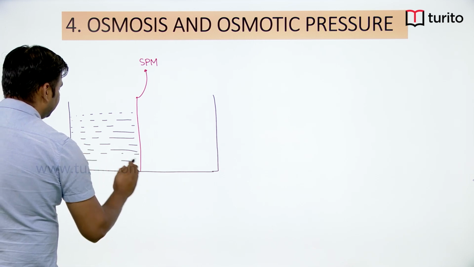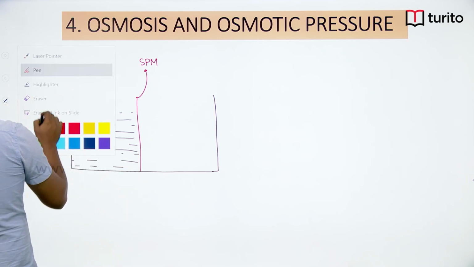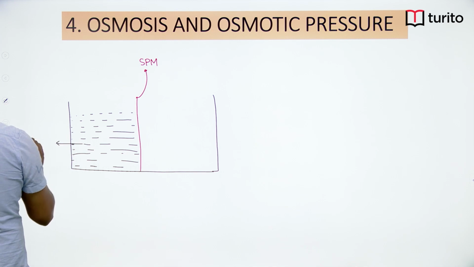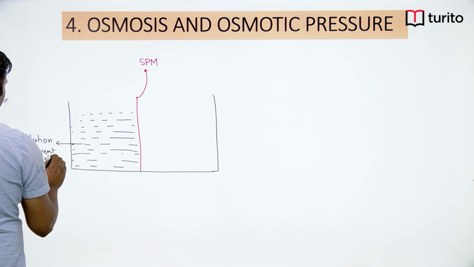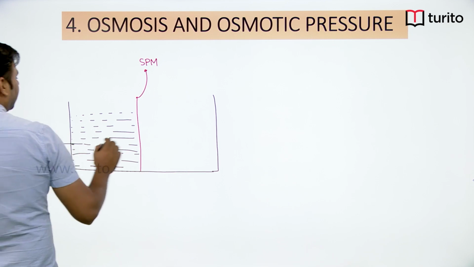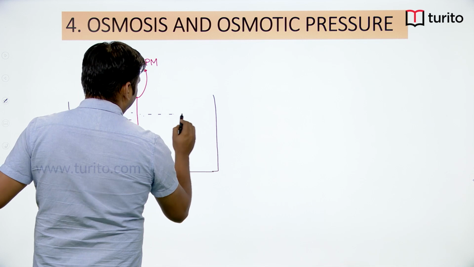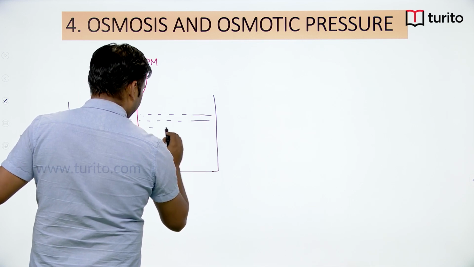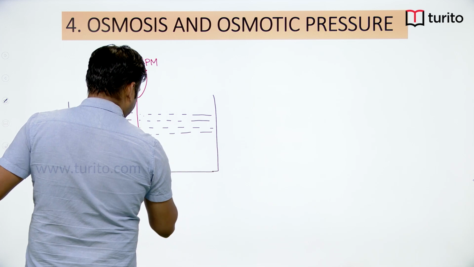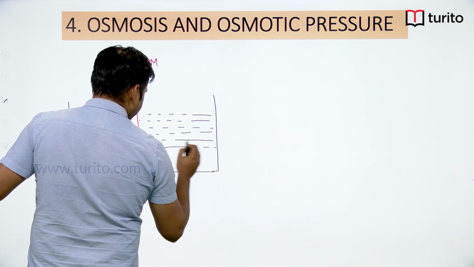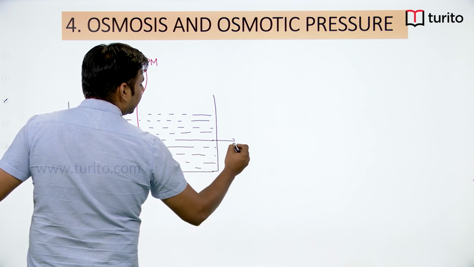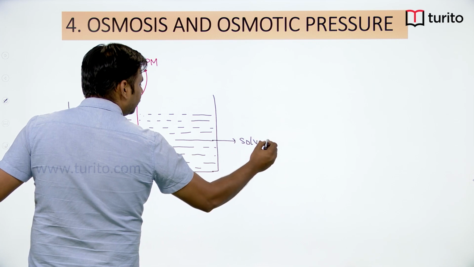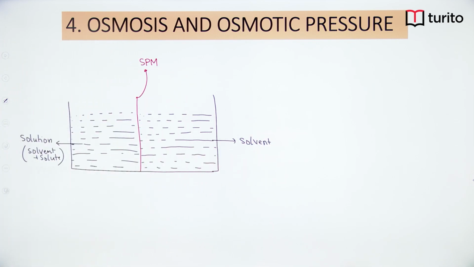Okay, so suppose we are having a solution over here. So this is a solution. Okay, so solution is basically made up of solvent plus solute. And we are having a solvent over here. Okay, so there are two chambers that are separated by a semi-permeable membrane.